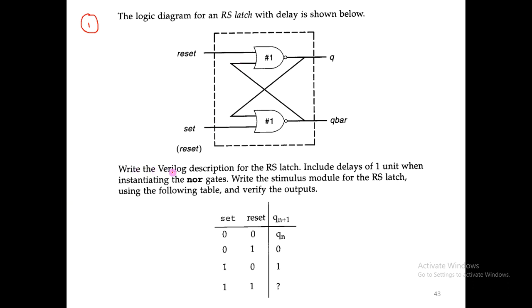What you need to do is write the Verilog description for the RS latch, including delays of 1 unit when instantiating the NOR gates. Then write the stimulus module for the RS latch using the following table and verify the outputs. In detail I'll not help you with the code, because by now you'll be able to write it, but I'll just write one pseudocode.